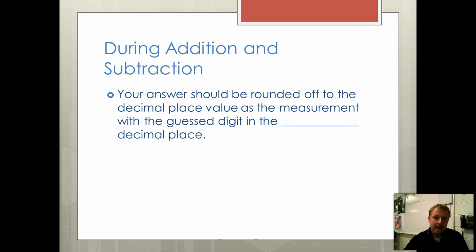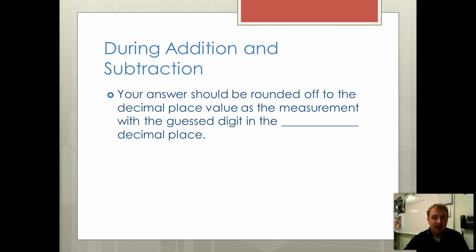During addition and subtraction, your answer should be rounded off to the decimal place value of the measurement with the guessed digit in the largest decimal place. Now that is a mouthful, and we really need to break it down and dissect it. First of all, your answer should be rounded, so you know you're going to have to round something. Second of all, it needs to be rounded to a decimal place.